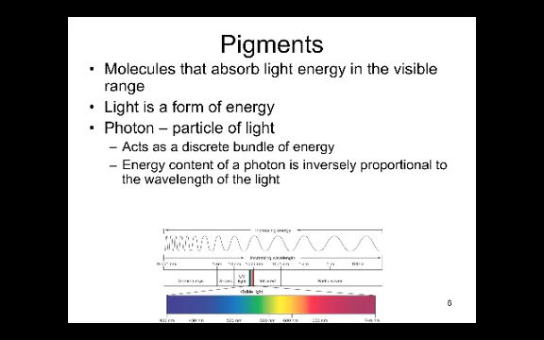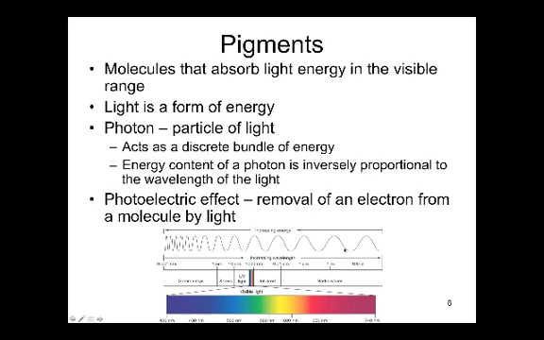aspects of light when we consider photons. Photons are particles of light. So light has both a wave and particle form, really depending on how you look at it. But energetically, we consider photons, and visually, we consider wavelengths. Photons are discrete bundles of energy, and their energy content is inversely proportional to the wavelength of light. That is, a short wavelength photon has a lot more energy than a longer wavelength photon.